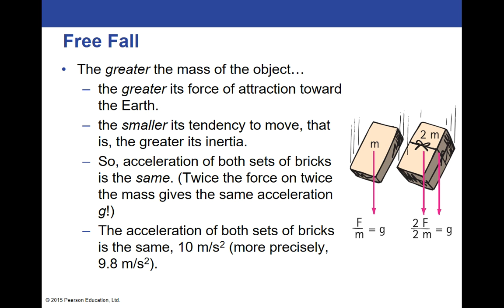So free fall is the acceleration due to gravity on Earth when there is nothing but the pull of gravity acting on an object. The greater the mass of the object, the greater its force of attraction towards the Earth, the smaller its tendency to move, the greater its inertia. So acceleration of two bricks is the same because the twice as massive brick also experiences twice the pull of gravity. The acceleration of both sets of bricks is the same.